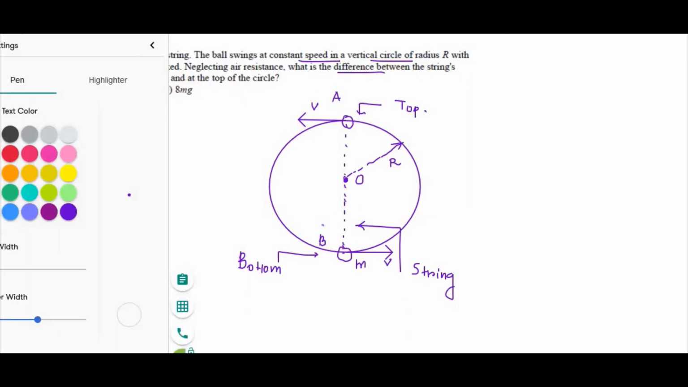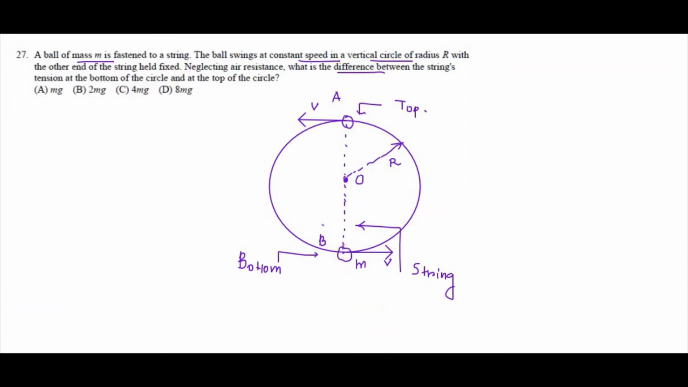Now let's draw the free body diagram. Whenever the object is at the bottom of the circle, the tension is exerted along the length of the string radially inward, and the gravitational force mg is in the downward direction. And when it is at the top of the circle, the tension is exerted radially inward, meaning downward, and here also the gravitational force mg is downward.